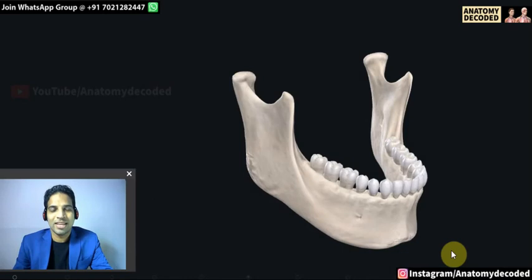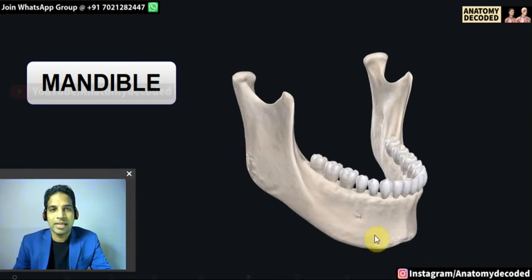Hello everyone. Welcome to this session on osteology of the head and neck. In this session, we'll be learning about the mandible. Mandible, as we all know, is the bone of the lower jaw.